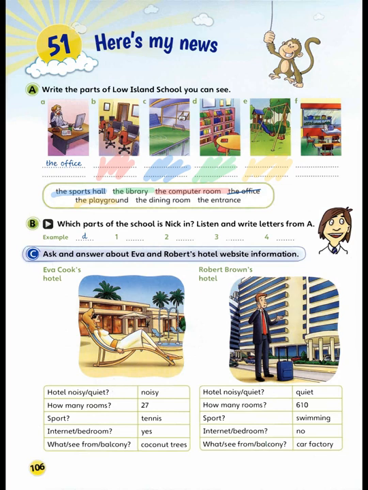So let's do it here and here. And we have an extra one. The extra one was the entrance. So that means that letter D here is the library. So that means that the first one that you're going to listen to, the answer is the library. Can you see? Now we're going to listen to this and write the letters.